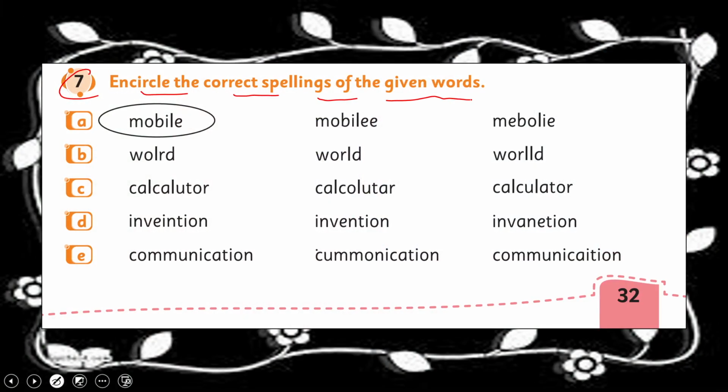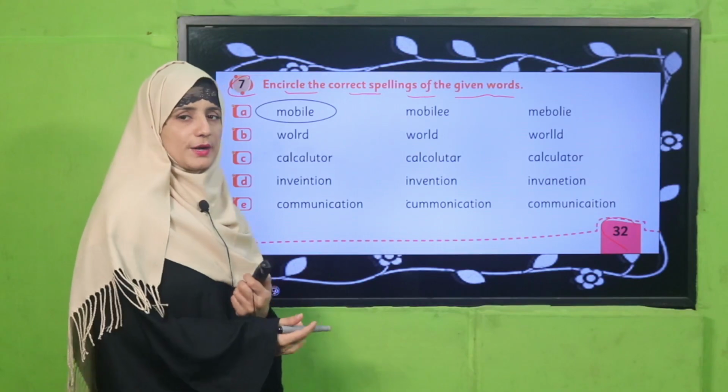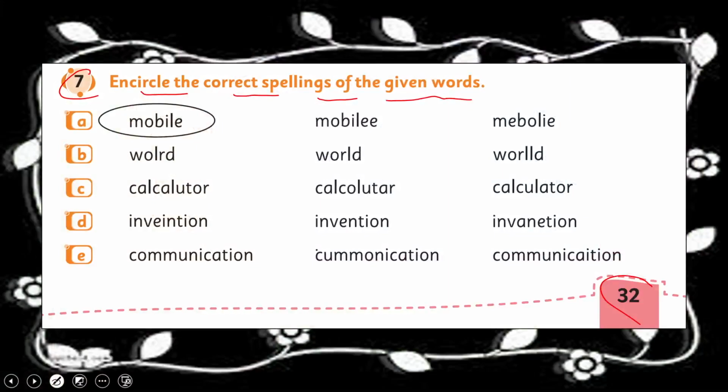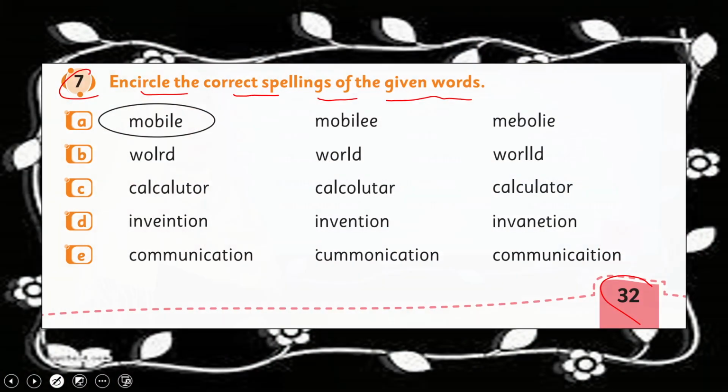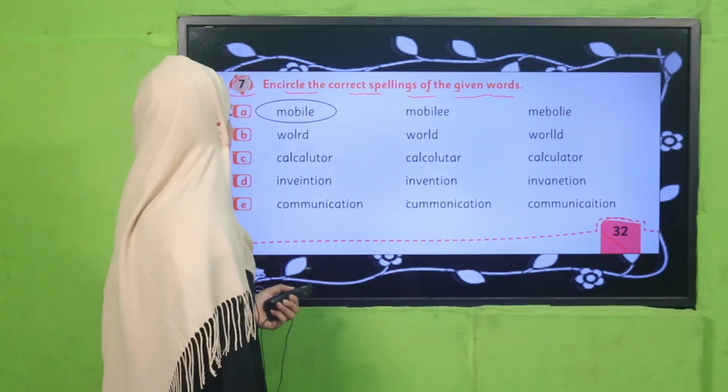Encircle the correct spelling of the given words. You have to encircle the correct spellings of the given words on page number 32. Okay, pause the video and perform this activity in class. Good job, I hope you have done it.